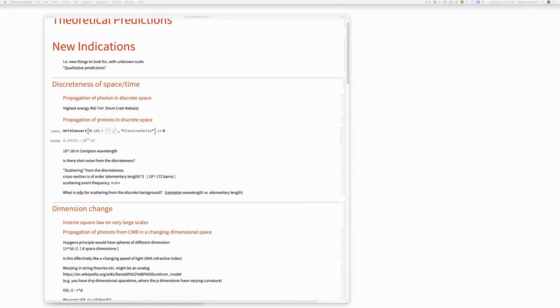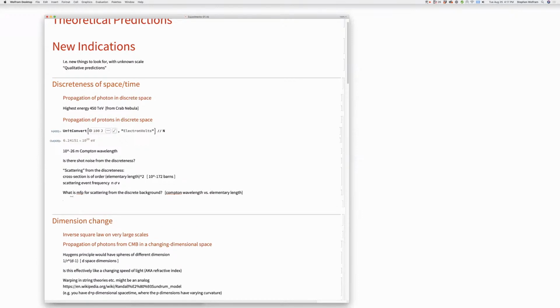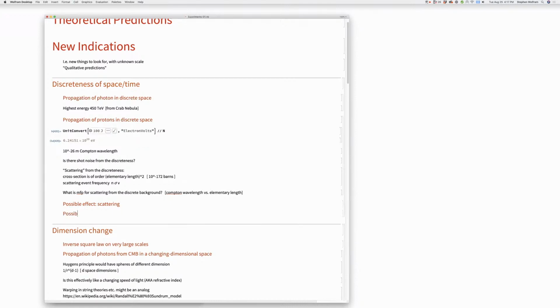I mean, in general, I would expect dispersion to be the most observable consequence. Okay, interesting claim. So the possible effects: scattering, possible effect dispersion. But by dispersion, you mean effectively changing refractive index as a function of frequency. Yes, I mean basically that the speed over astronomical scales depends on frequency.